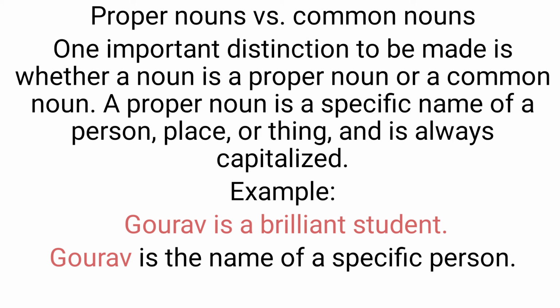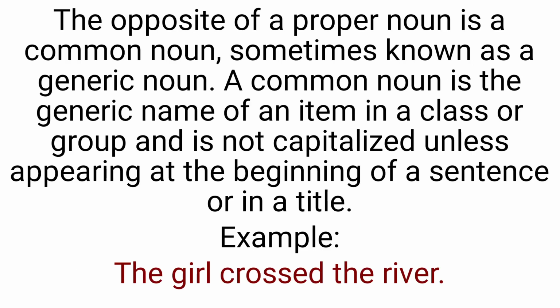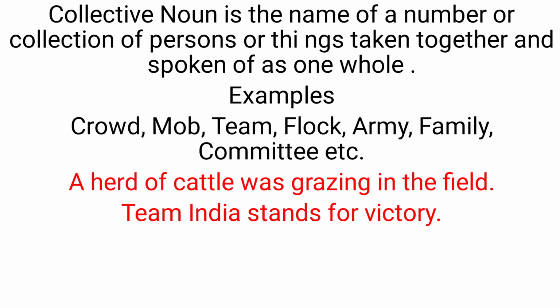And common nouns also include what are called collective nouns and abstract nouns. Basically, according to some scholars, collective nouns and abstract nouns are categorized or included in common nouns. So, what are collective nouns? Collective noun is the name of a person, place, or a thing taken together or spoken of as one whole. एक इकाई के रूप में लिया जाए उनको कहते हैं collective noun, that is समूहवाचक.